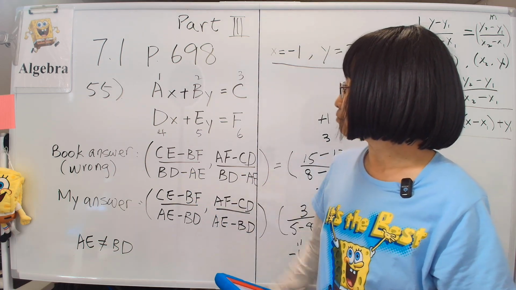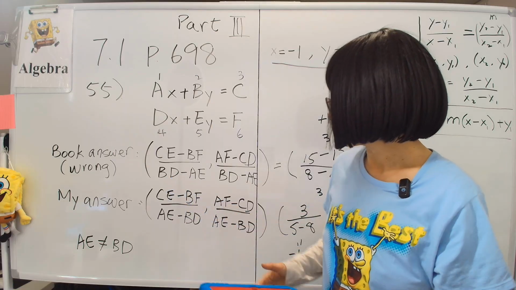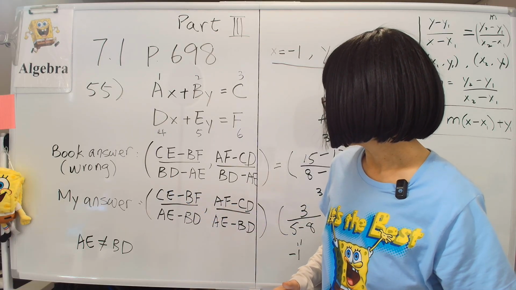And A not equal to B is probably the same reason, and we're not even going to worry about that. Okay, and what will happen if A equals B? Who knows?